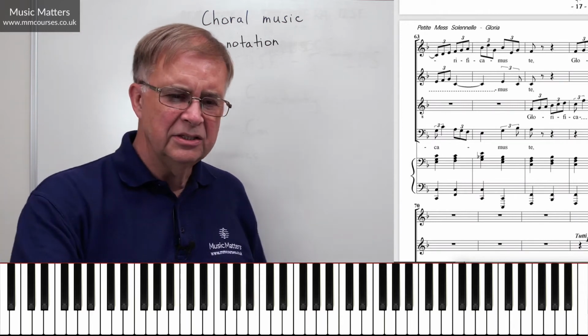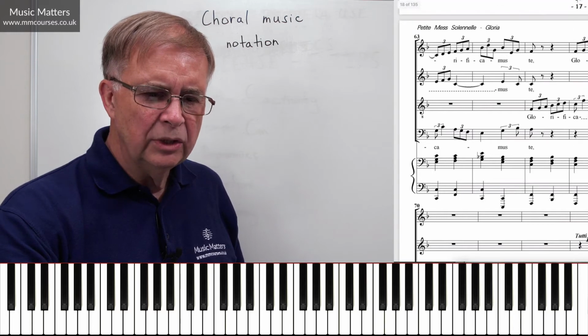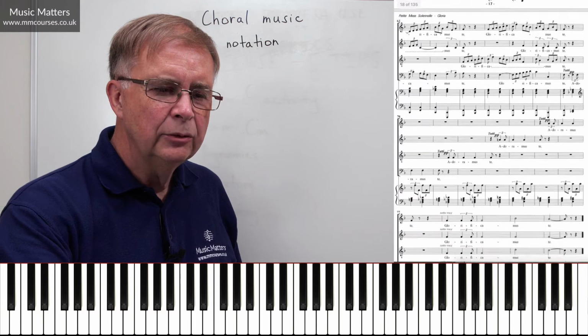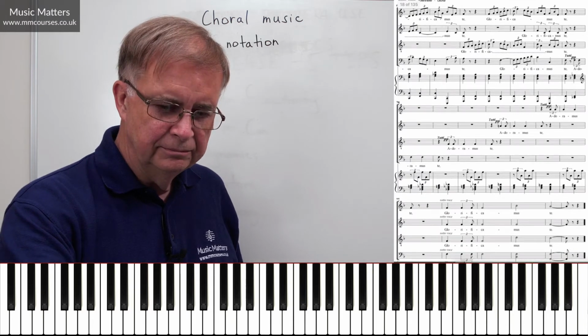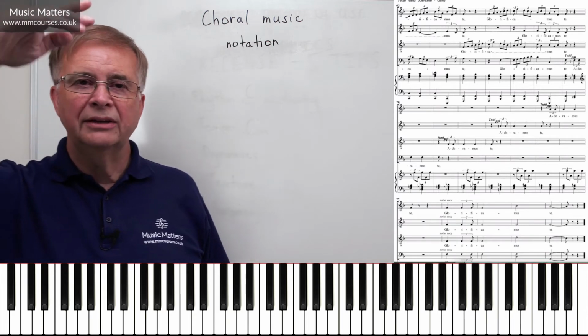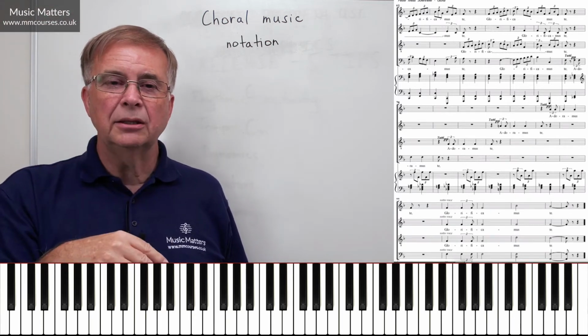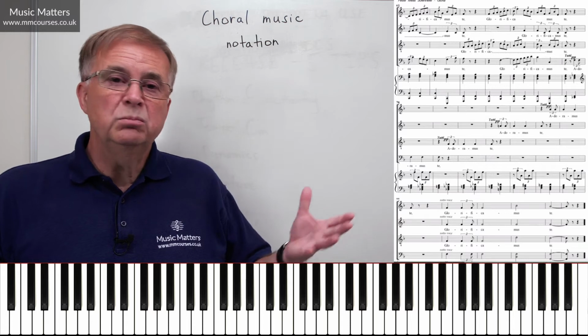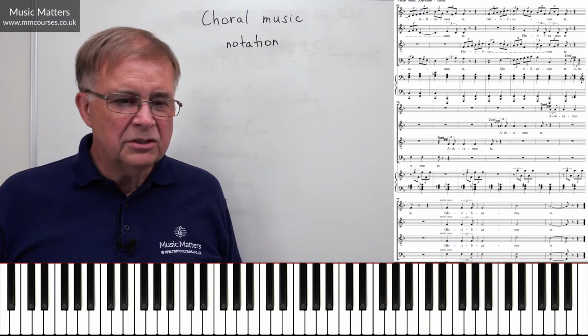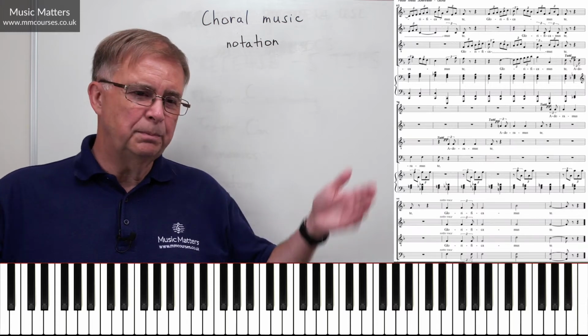But you might look at this and say, well, why don't we just write this score in what we call short score? In other words, when you've got just 2 staves, the sopranos and the altos share the treble clef stave, the tenors and the basses share the bass clef stave. That's how hymn tunes and Bach chorales and things are written. So why do we have to do this? Surely it takes up much more space on the page.